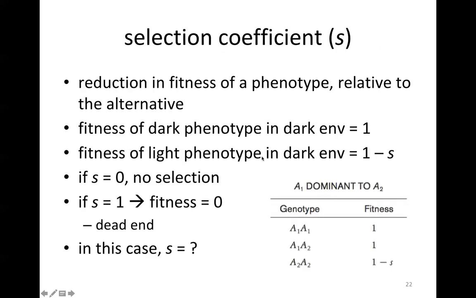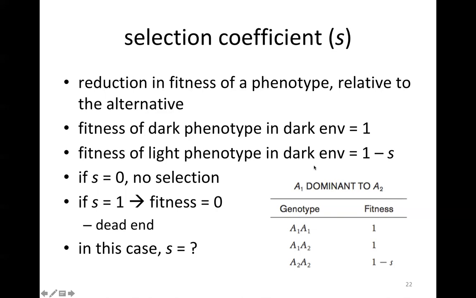So selection coefficient is shown as S. You should remember this, both the name and the symbol. S stands for selection coefficient, and it's the difference in fitness. It can be used to represent an increase or a decrease in fitness. Here, it's described as a reduction in fitness of a phenotype relative to the alternative. So we can say the fitness of the dark phenotype, like dark coat color phenotype in dark environment.